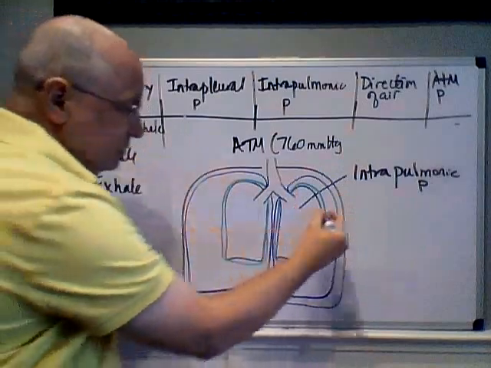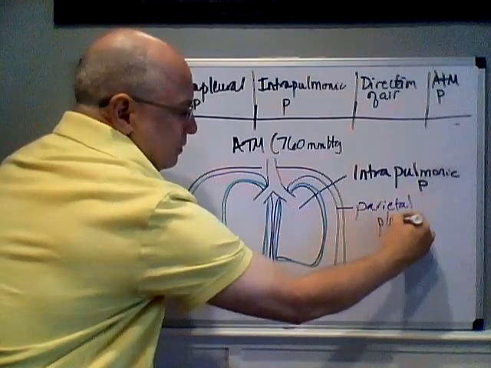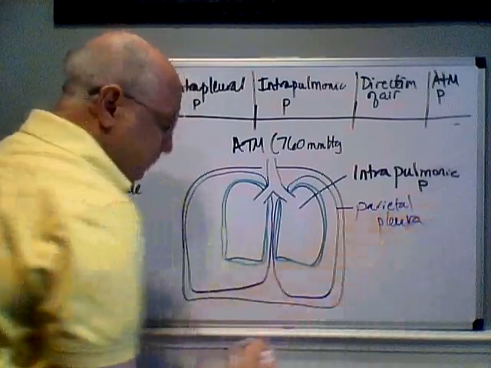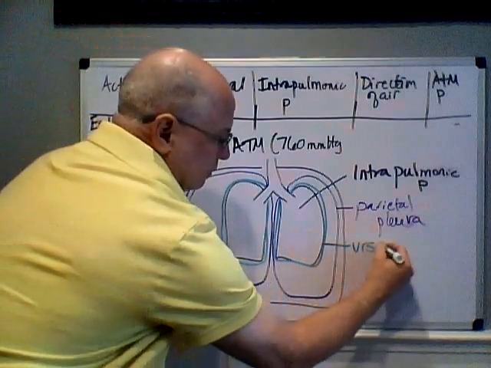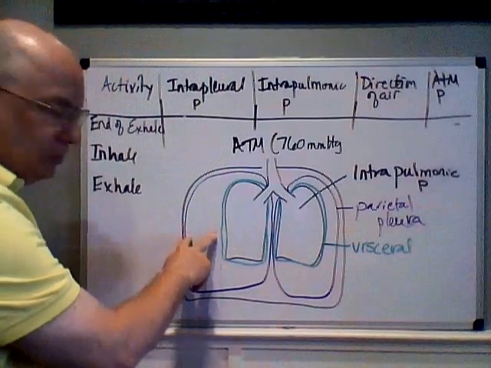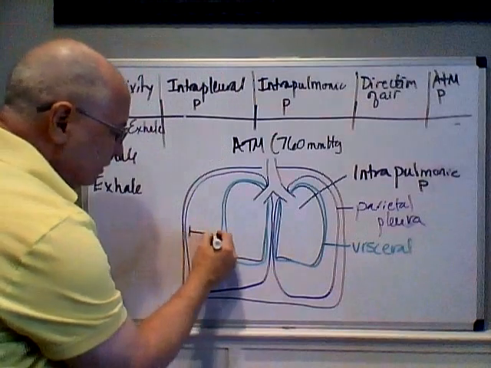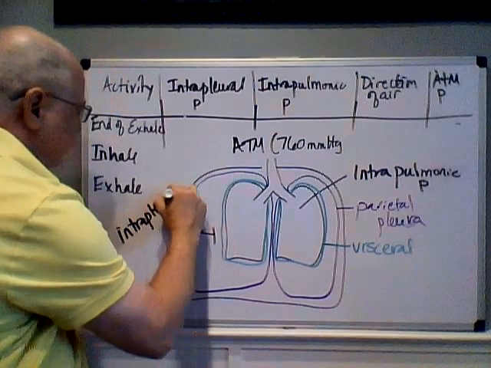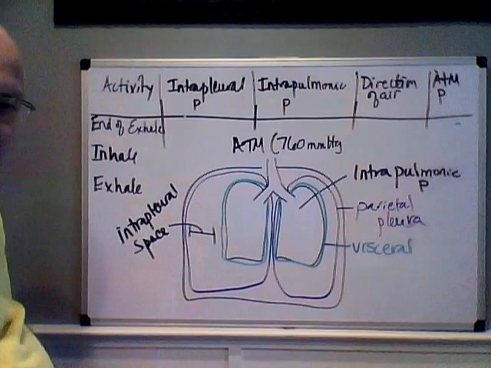One of the layers that touches the outer wall is the parietal pleura, or the parietal pleural membrane. And the one that's touching the organ is called the visceral pleura. I'm not going to write the word pleura out again. The space between the two pleural membranes, although it's greatly exaggerated in this drawing, this space in here is called the intrapleural space. The space between the pleura.